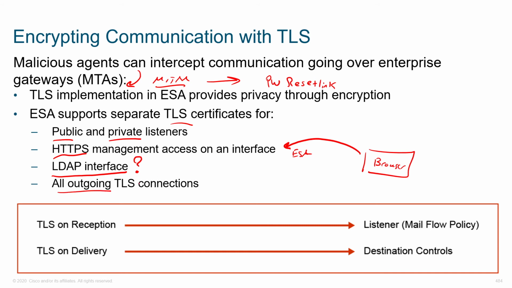Looking at outgoing connections, when I build a connection to another mail relay, this is where I do that MX record lookup. Does it support TLS? If so, should I be using it? If I want to use it and they don't, should I continue to send it? Again, all different things that we can think about.